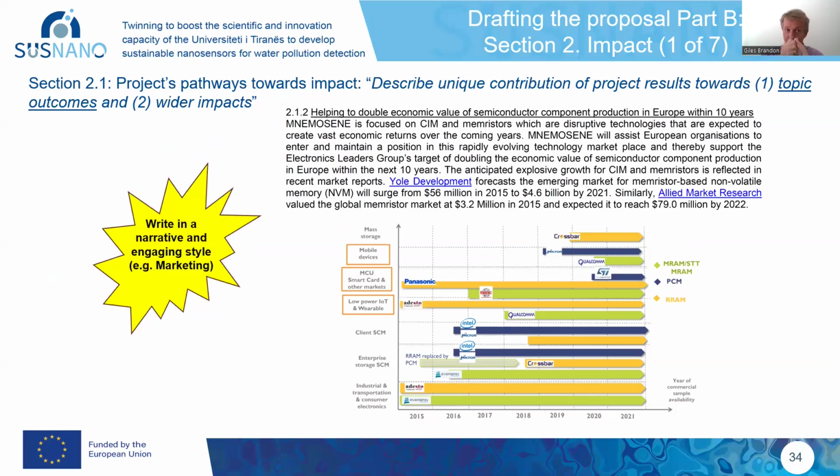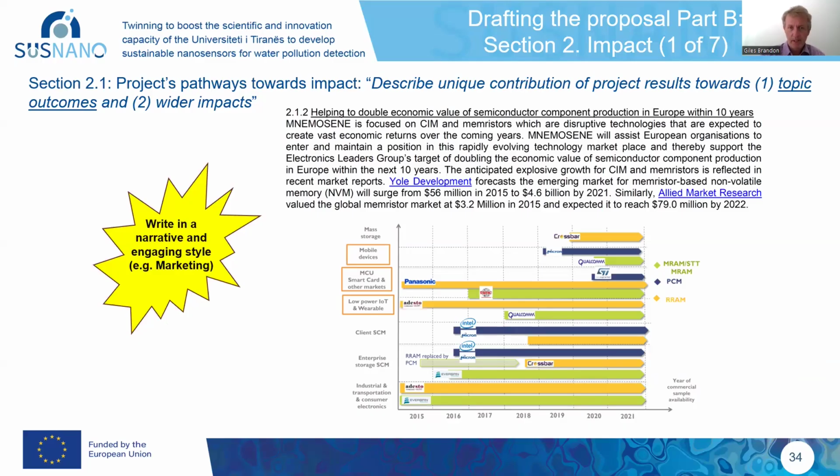So now we move on to section 2, the impact section of the part B. I've again got 7 slides. This section is broken down into a number of subsections. We start with section 2.1, projects pathways towards impact. The Commission asks of this section, it requires us to describe the unique contribution of project results towards one, topic outcomes, and two, wider impacts.